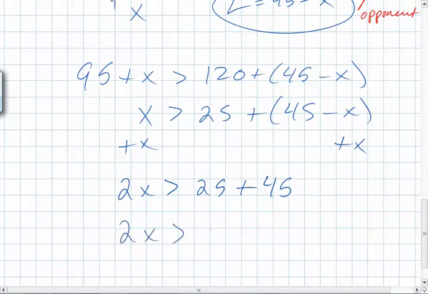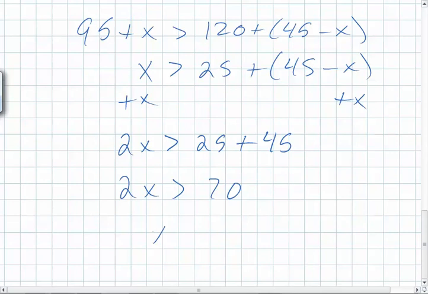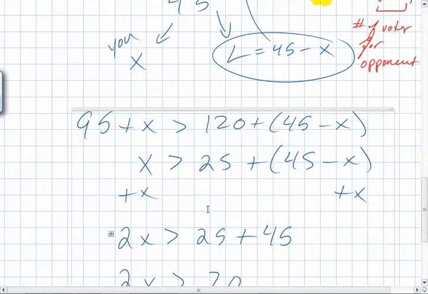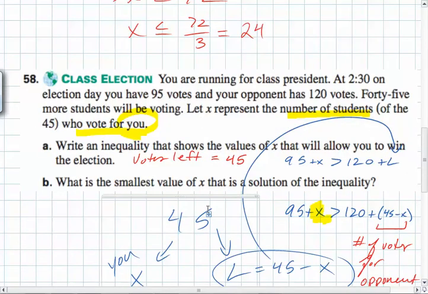So x is greater than? No, x is greater than 35. So if he gets 35 votes, let's look at this here. If he gets 35 votes, what's 35 plus 95? 130, right? If I got 35 votes, how many are left for him? 10 are left for him, right? What's 10 plus 120? Not a trick question. What is 10 plus 120?